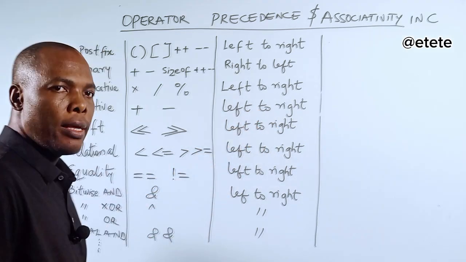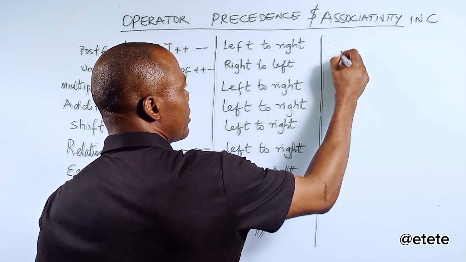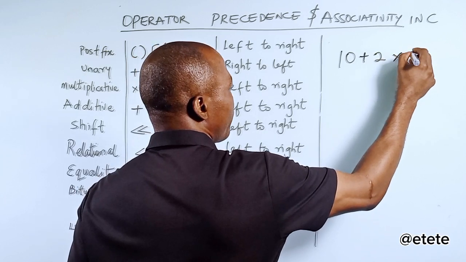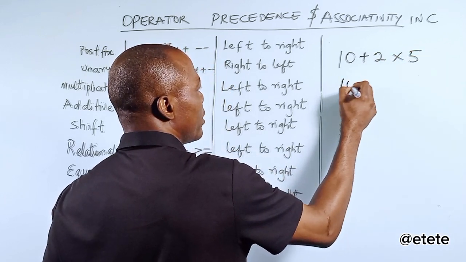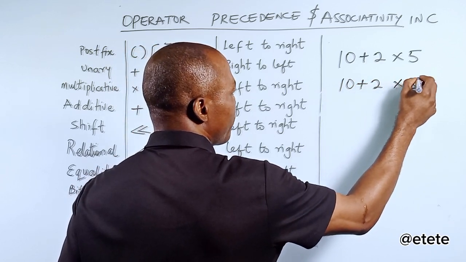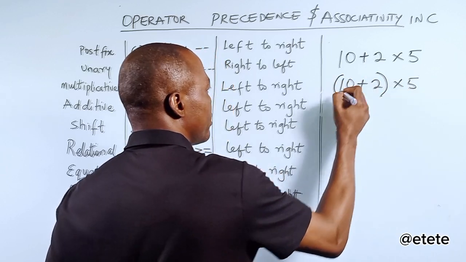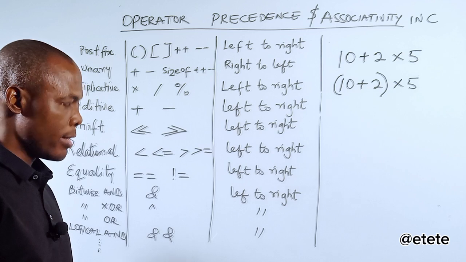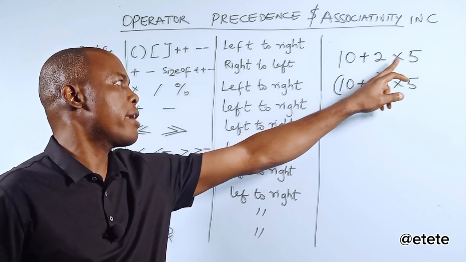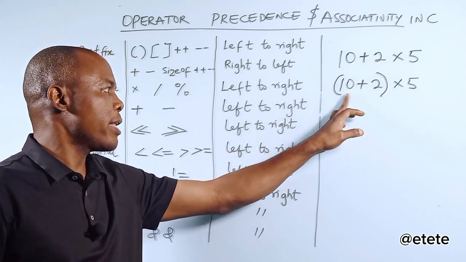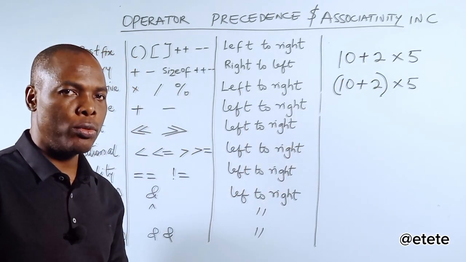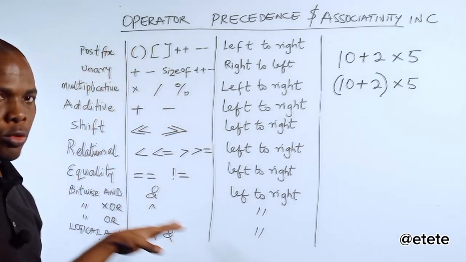For example, let's say we have something like this: 10 plus 2 multiplied by 5. And then we have this one, 10 plus 2 multiplied by 5, and then we'll put this in parentheses. Right? Now, when you look at this, you're having the same numbers: 10 here, 2 here, 5 here. Here you have 10, you have 2, and then you also have 5. But they will give you different output. Why? Because of this rule.